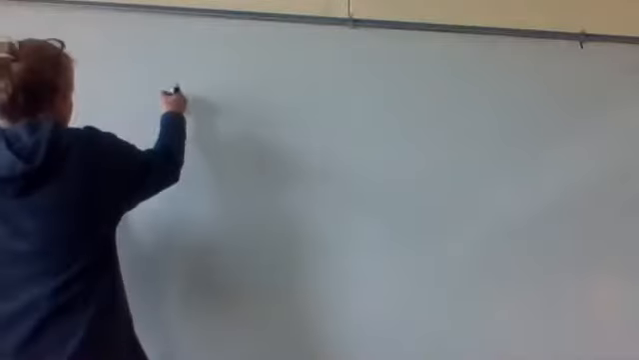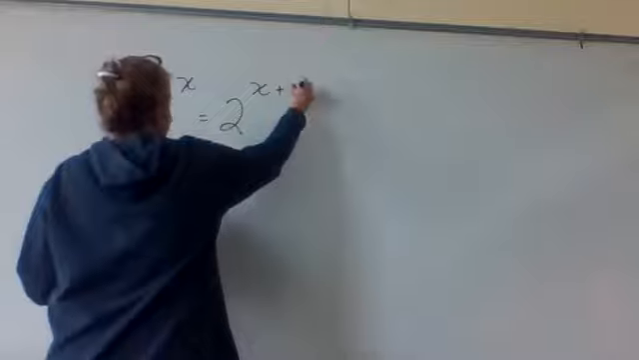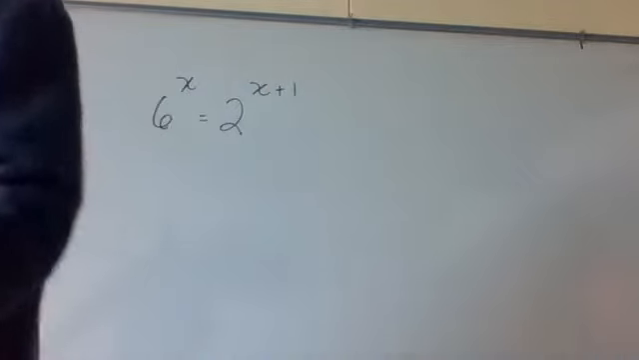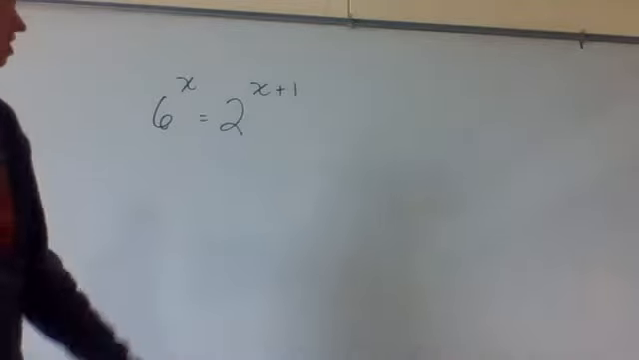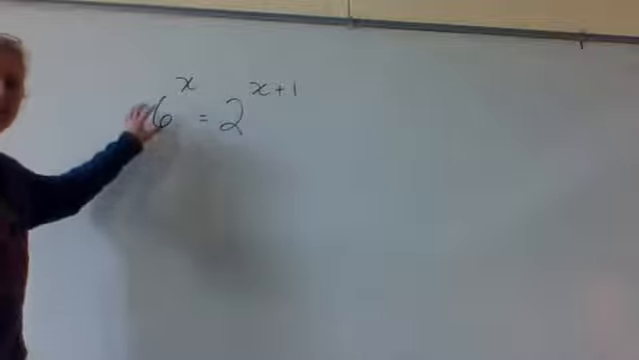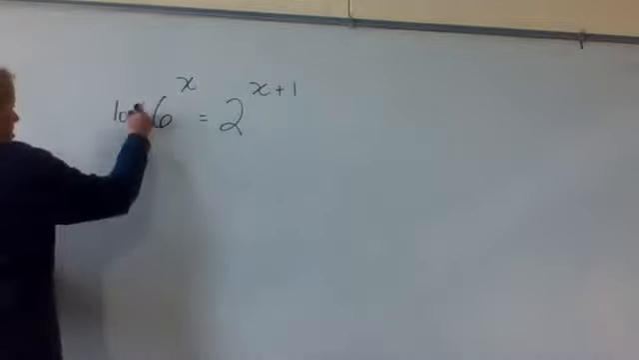Six to the x equals 2 to the x plus 1. Okay, so I'm going to have to log both sides, right? Unfortunately, I can't write these as the same base. This can't be written as 2 to a power. So I'm going to have to log both sides.